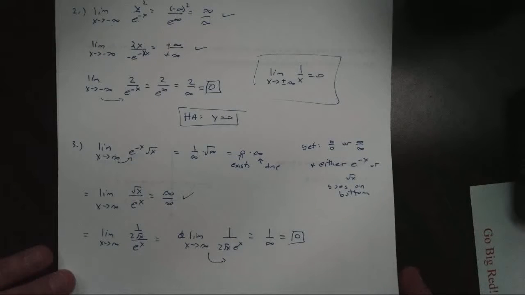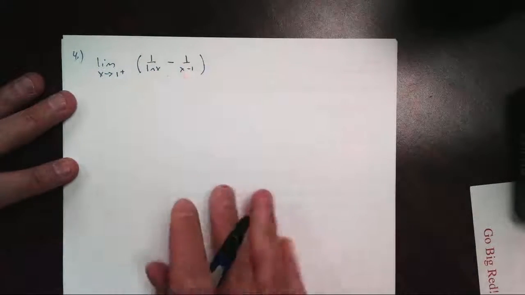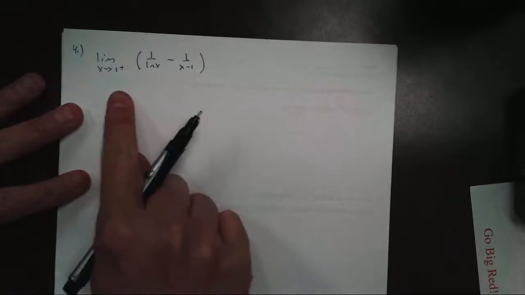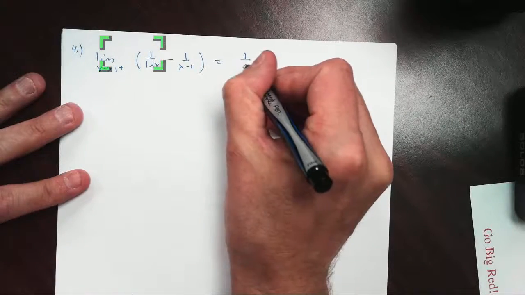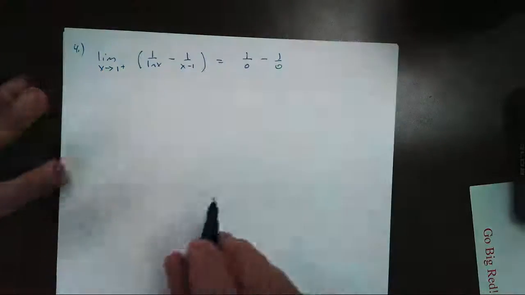Let's take a look at a harder one now. I've got 2 more examples for you. Number 4 and 5 are pretty challenging. So let's take a look at number 4 here. The limit as x goes to 1 from the right of 1 over the natural log of x minus 1 over x minus 1. Now, if I try plugging it in, I'm going to get 1 over 0 minus 1 over 0.